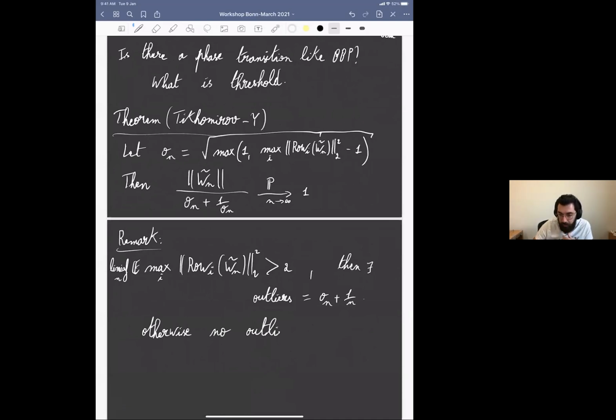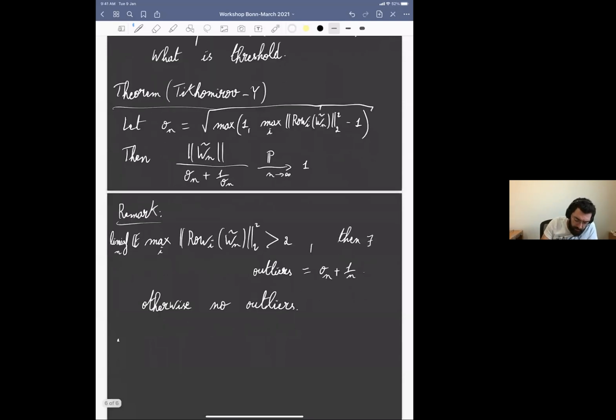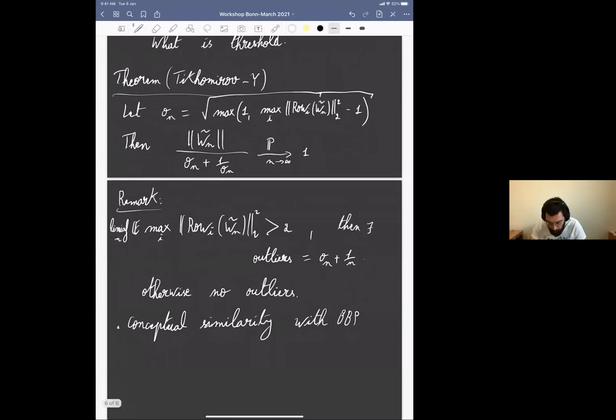Now, how can we link this to the BBP phase transition? Unfortunately, we cannot link it rigorously. So what I will do is just conceptually link the two. There is actually a conceptual similarity with BBP. So let me tell you how we're going to see this.